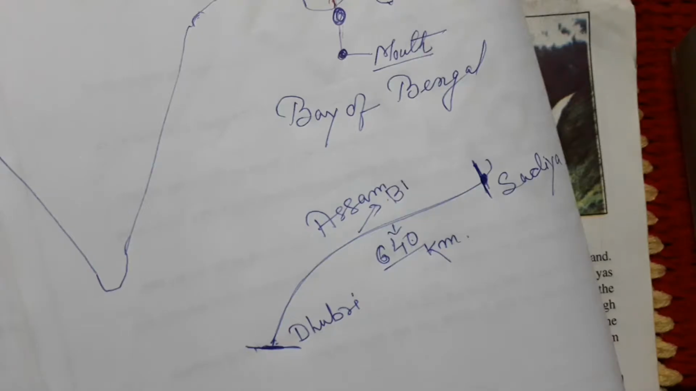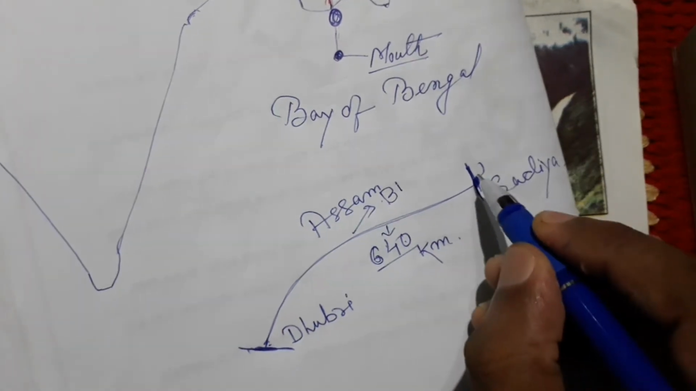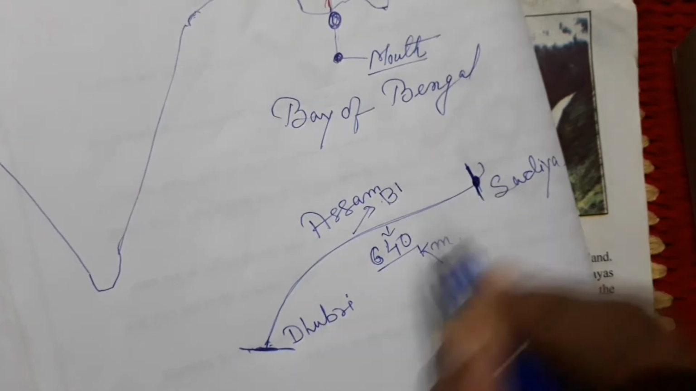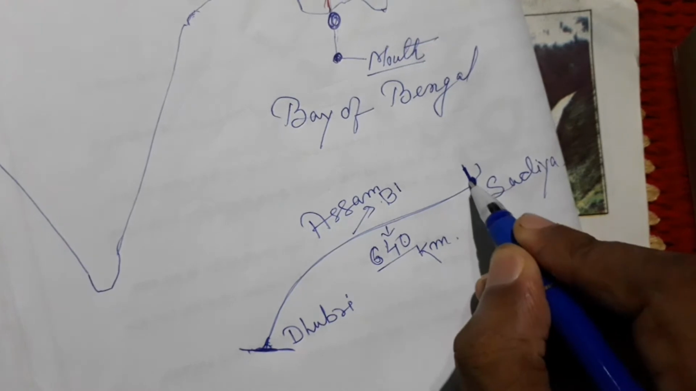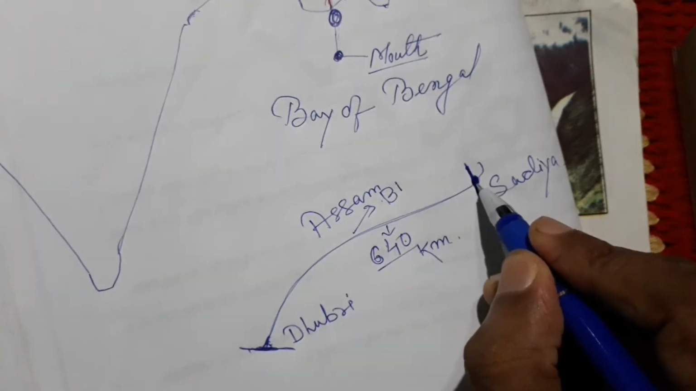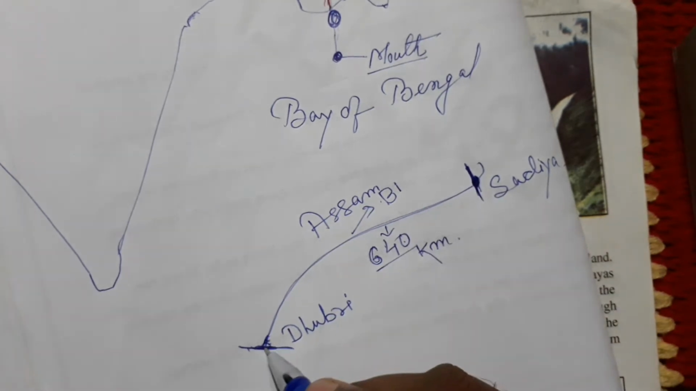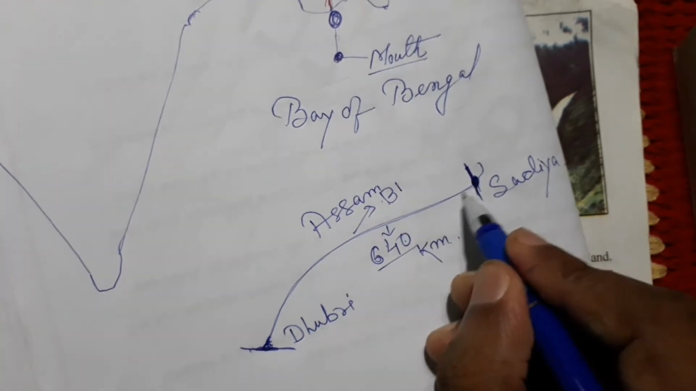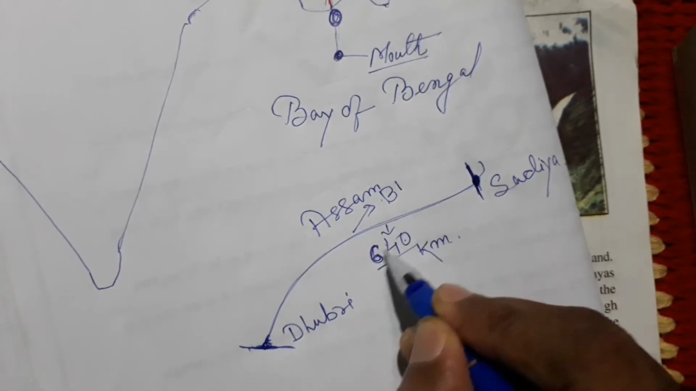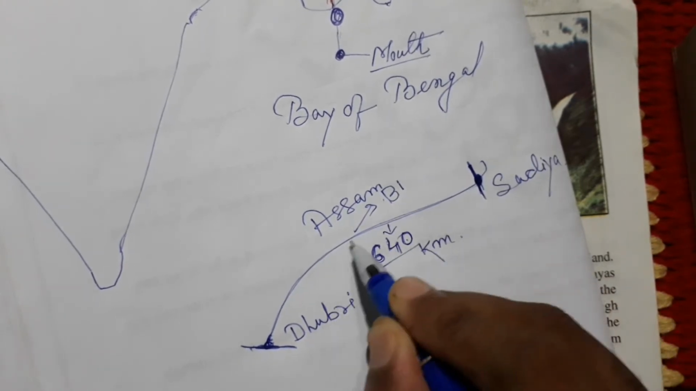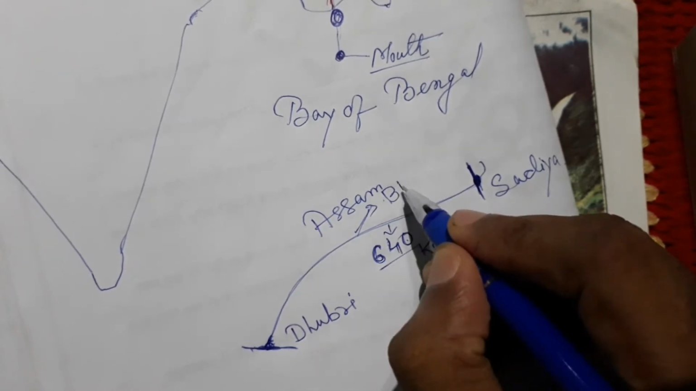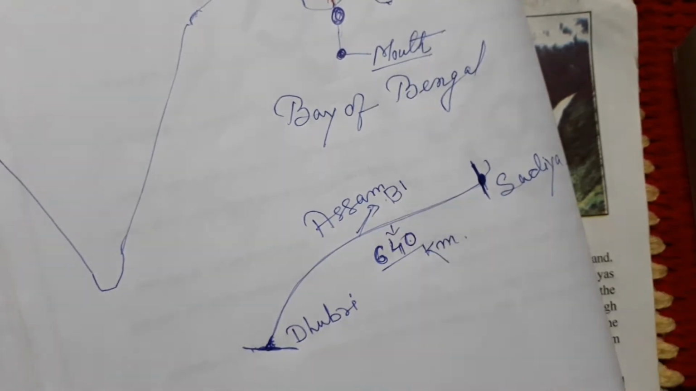In Assam, the river Brahmaputra enters at Sadia and ends in the district of Dhubri. Sadia is the first point where the Brahmaputra enters, and this total distance of the river in Assam is 640 kilometers, known by the name Brahmaputra.